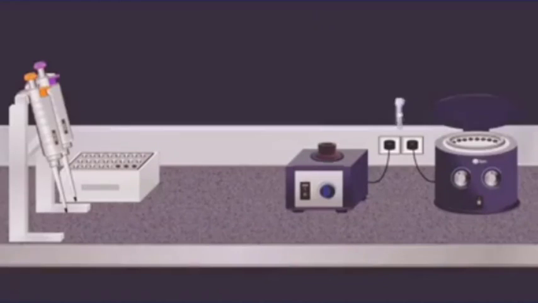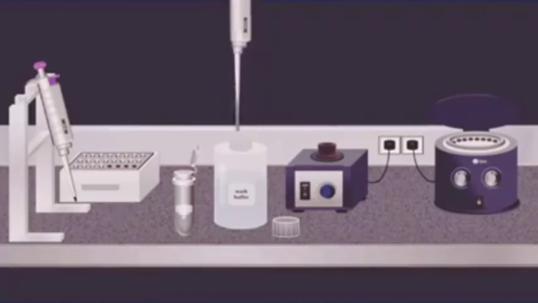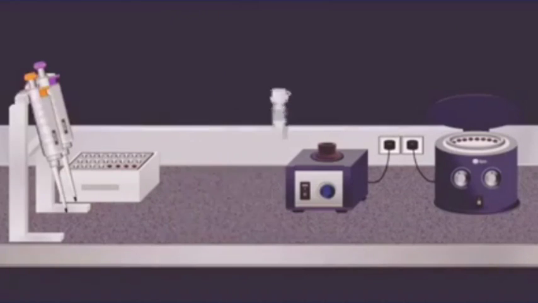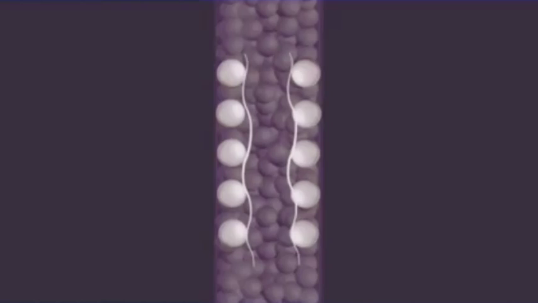After centrifugation, the spin column is placed into a clean collection tube, and the filtrate is discarded. Then a wash buffer is added. The column is put in a centrifuge again, forcing the wash buffer through the membrane. This removes any remaining impurities from the membrane, leaving only the RNA bound to the silica gel.